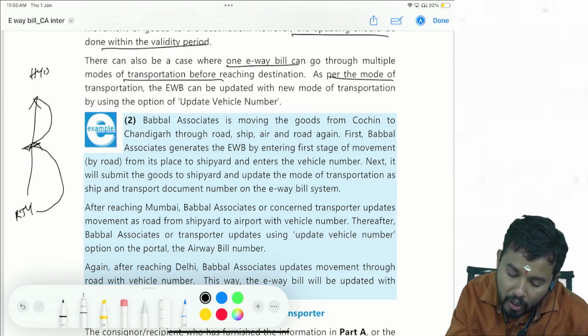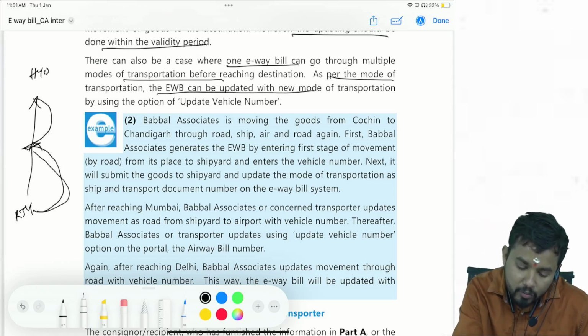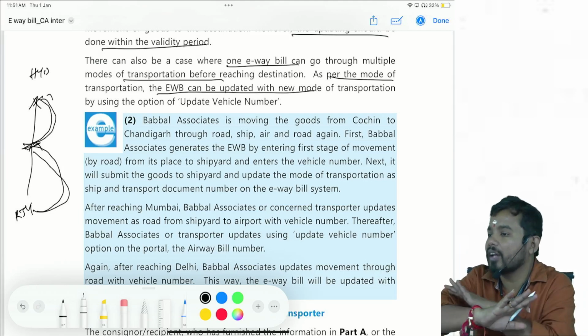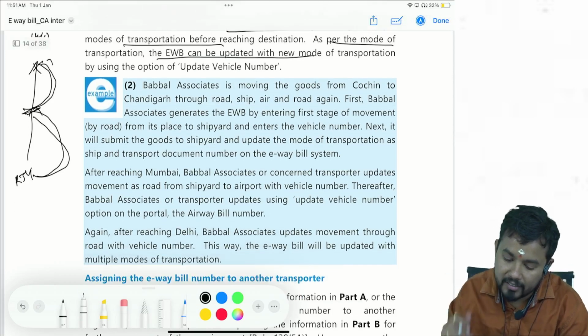As per the mode of transportation, the EWB can be updated. So from here to here it is water transport. From here to here it is road. So part B details you can change any number of times. There is no restriction. That is what they are saying. Now look at that example.